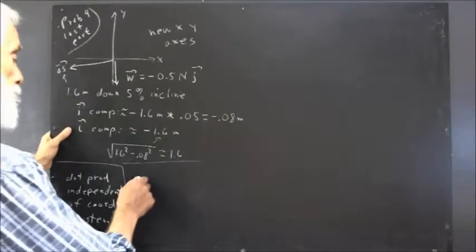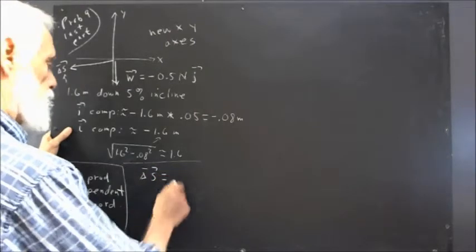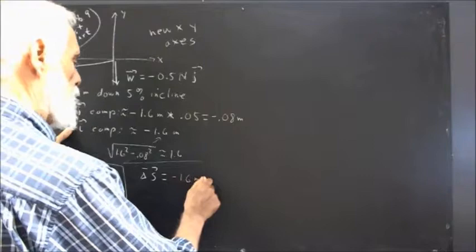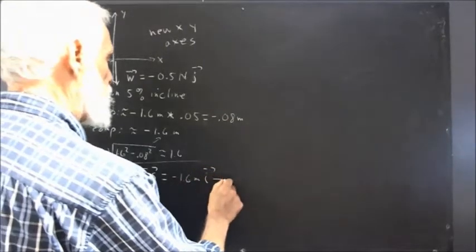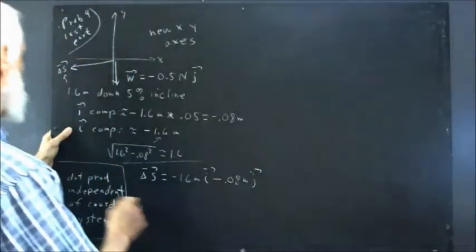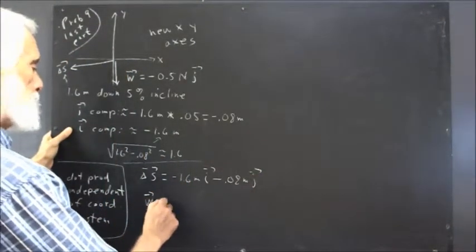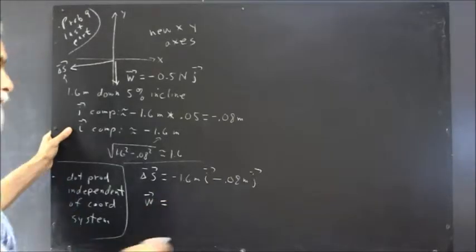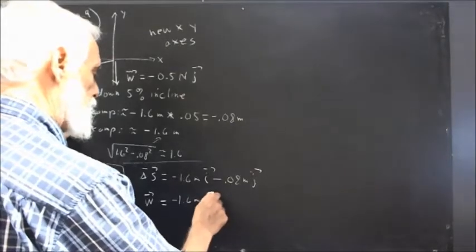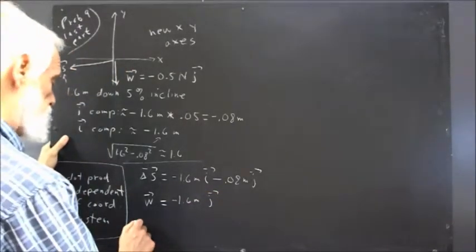So now we know that delta S is going to have to be negative 1.6 meters times I minus 0.08 meters times J. And your weight vector is what? It's negative 1.6 meters times j. So now, what's the weight component?